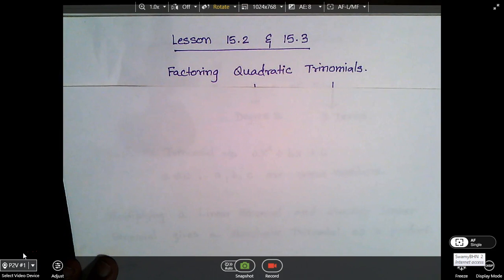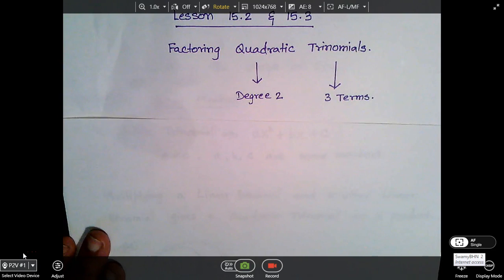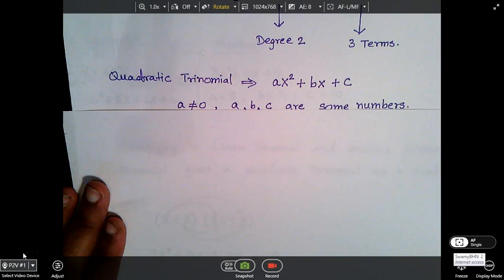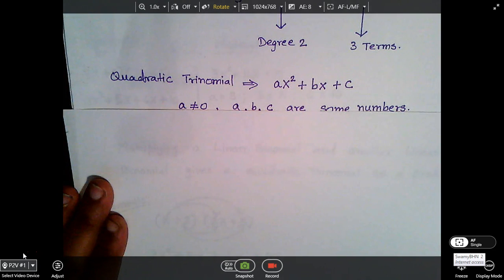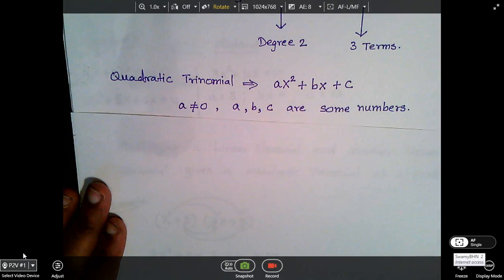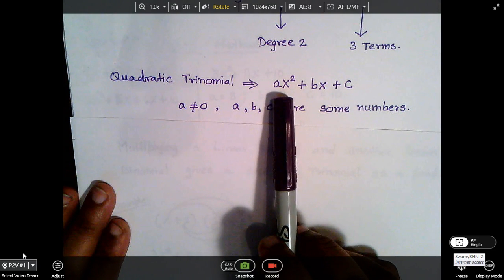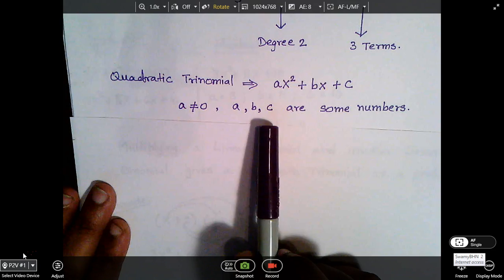Good morning. Today we are getting into lesson 15.2 and 15.3, which is all about factoring quadratic trinomials. A quadratic means we know that it is degree 2, trinomial is 3 terms. So my quadratic trinomial usually looks like ax squared plus bx plus c, where a can't be equal to 0, because if a is 0, this whole term goes away and it's no longer a quadratic trinomial. So I have this quadratic trinomial where my a, b and c are some numbers.